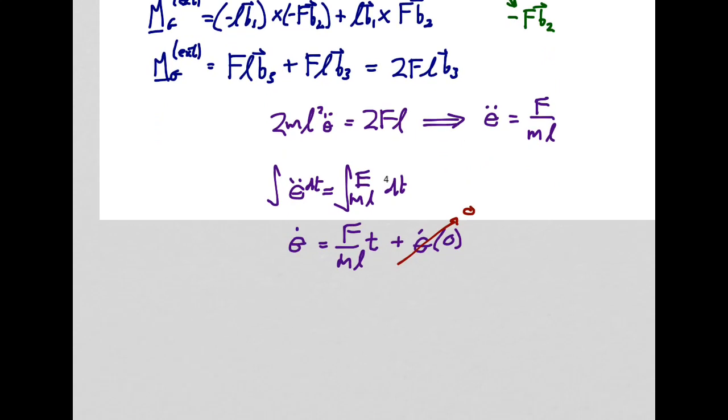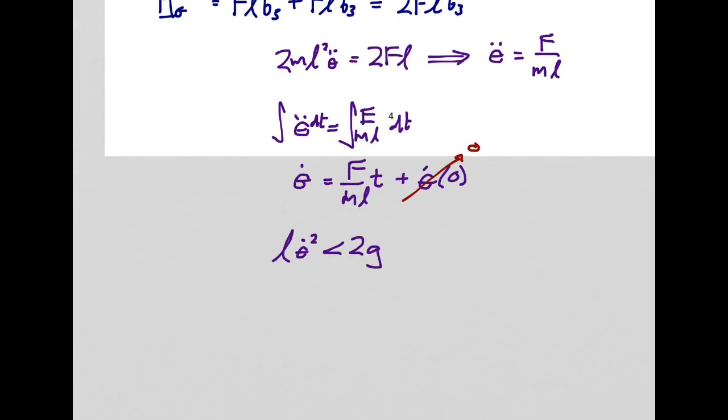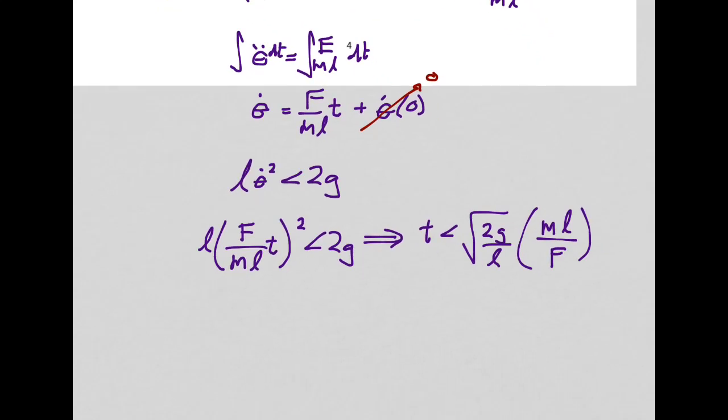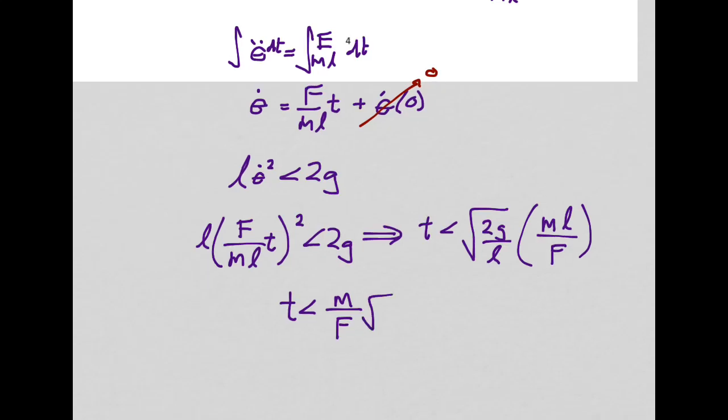And so we plug this into our expression that we're solving for, which is L theta dot squared is less than 2g. Recall the problem: we want to solve for the time that these thrusters can apply a force that can still keep the centripetal acceleration less than 2g. When we insert theta dot into our expression, we get L times F over mL times t, the entire quantity squared, is less than 2g. For this to happen, our time needs to be less than the square root of 2g over L multiplied by mL over F. Our final expression is that our time is less than m over F multiplied by the square root of 2gL.